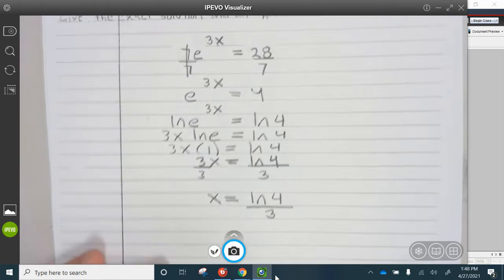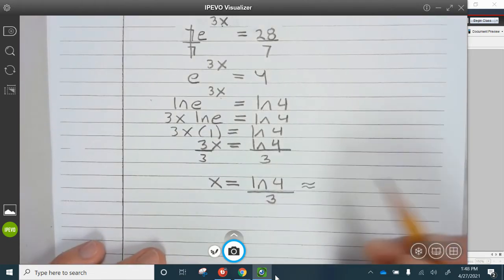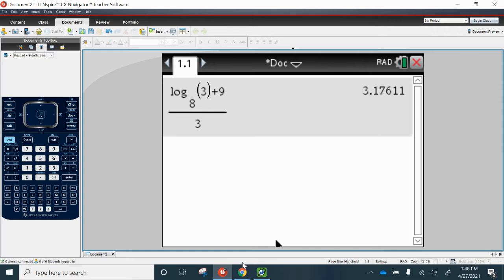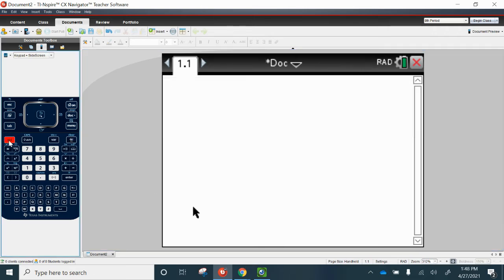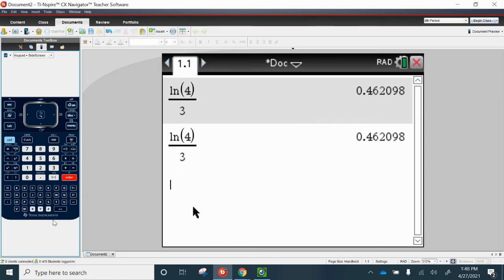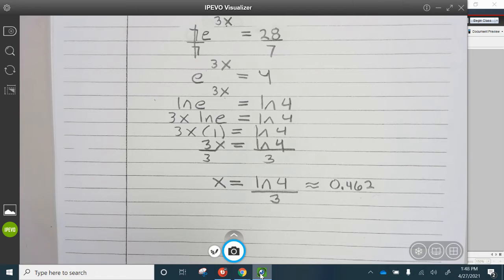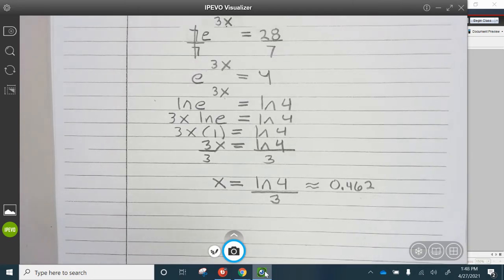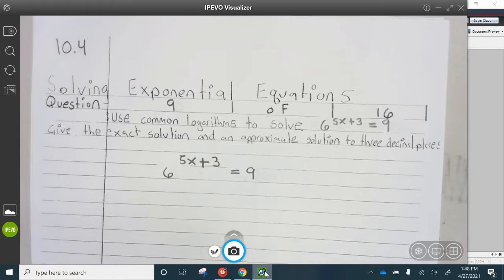That's your exact solution. Now let's plug that into calculator to get the approximate solution. Okay, so we're going to delete that. Control natural log of 4 divided by 3. You can do it that way, or you could have done control divide and then natural log of 4 divided by 3. Either way, we're saying that's 0.462. All right, go ahead and finish up question 8. All right, let's take a look at question number 9.